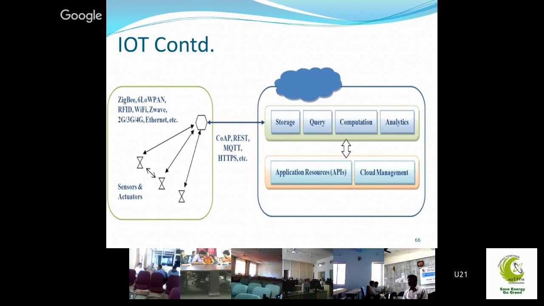Then once the information has reached the gateway, there are some protocols, like you can use REST, and another one is MQTT, which is Message Queue Telemetry Transport. Then using these protocols, you can store your data on clouds and further fetch the data from the cloud from your mobile applications or web applications.